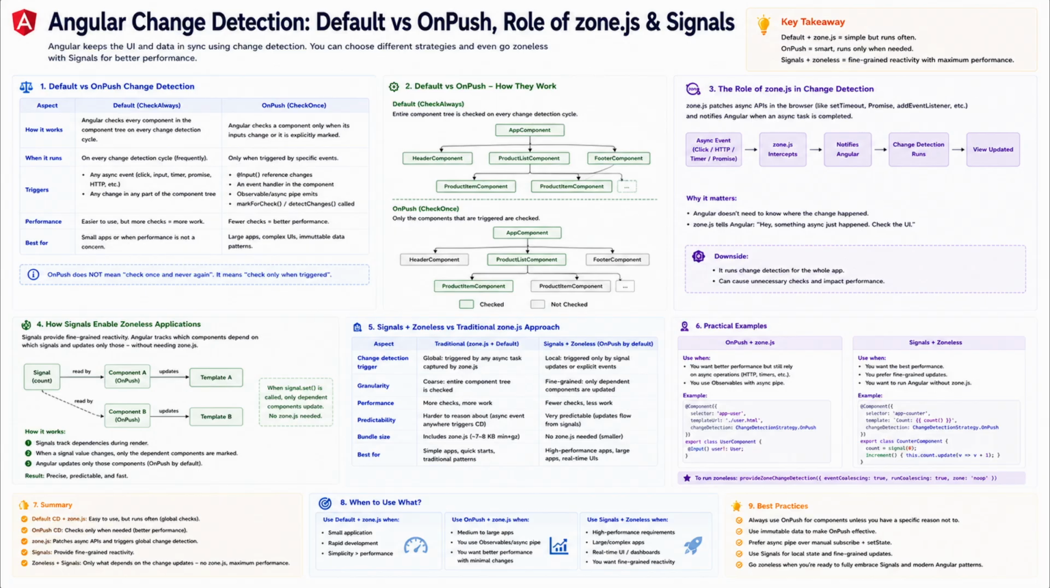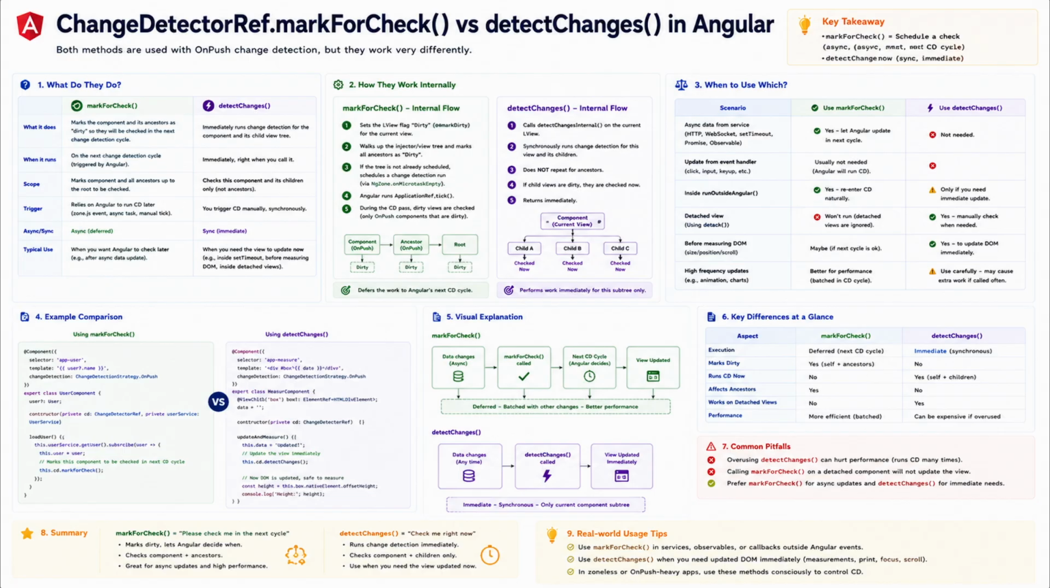Okay, you mentioned markForCheck and detectChanges, right? What is the main difference between both of them? So yeah, detectChanges will detect immediately, and markForCheck marks for Angular's next change detection cycle. So in the case of observables, you can use markForCheck, and otherwise you can use detectChanges.